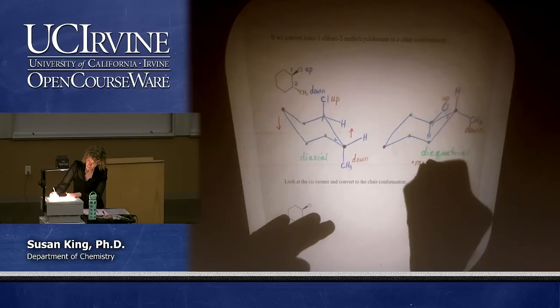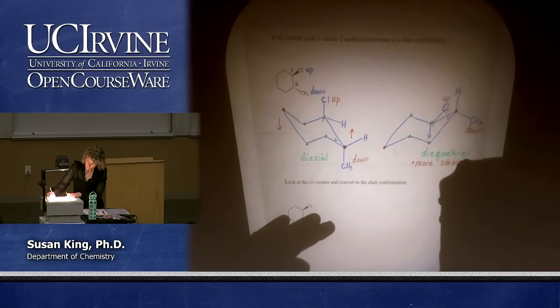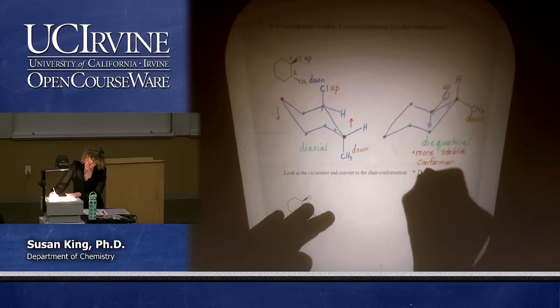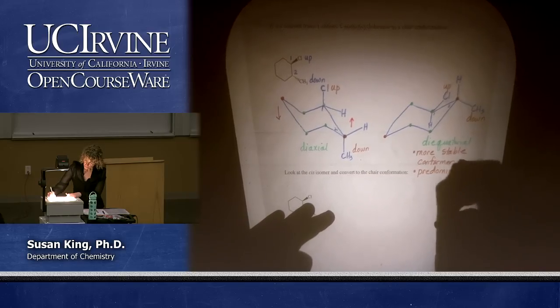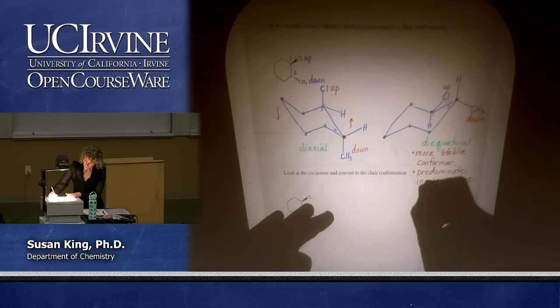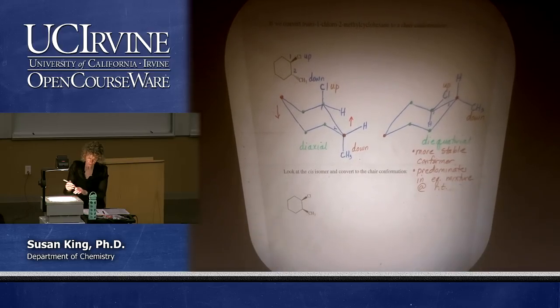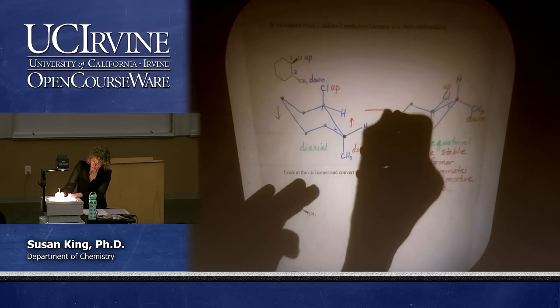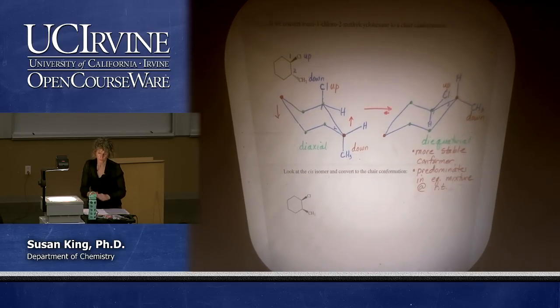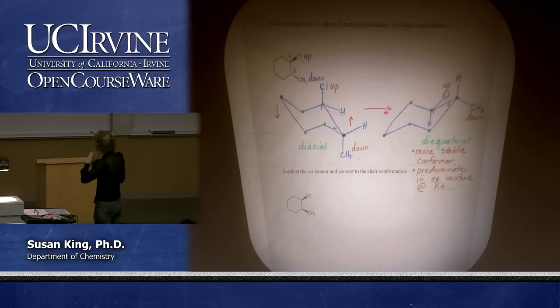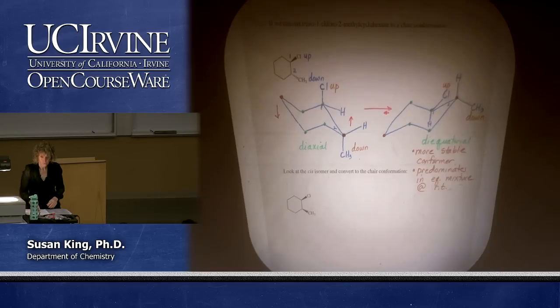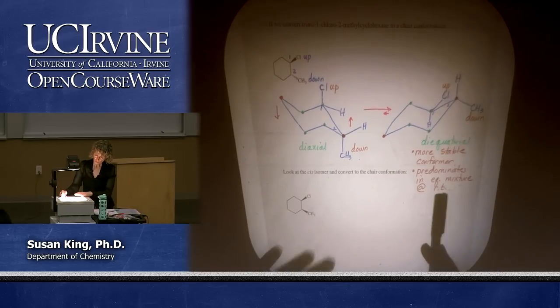This, of course, is the more stable conformer. And it predominates in an equilibrium mixture at room temperature. So we're going to have a long arrow to the right, short arrow to the left here for our equilibrium. Excuse me? What's the last word? Room temperature, RT.